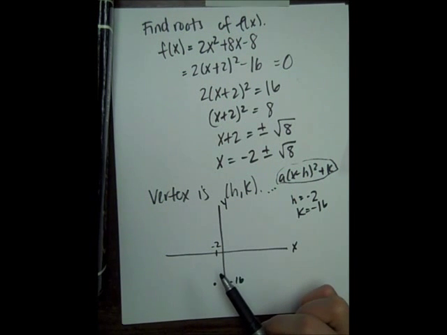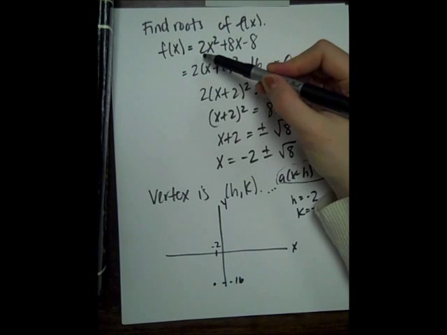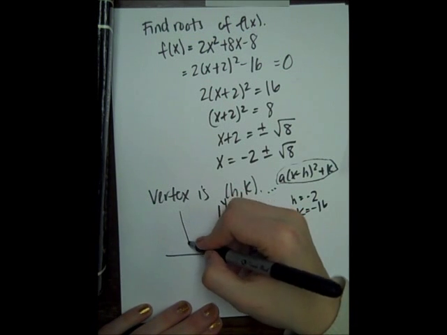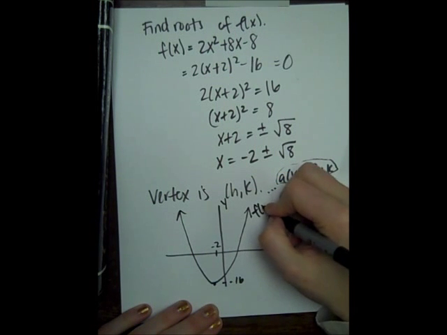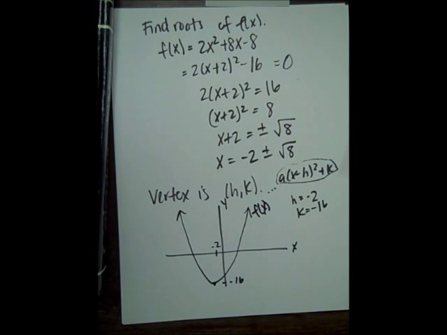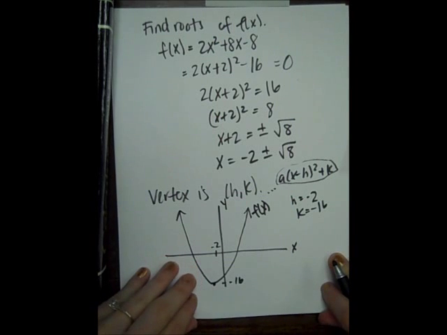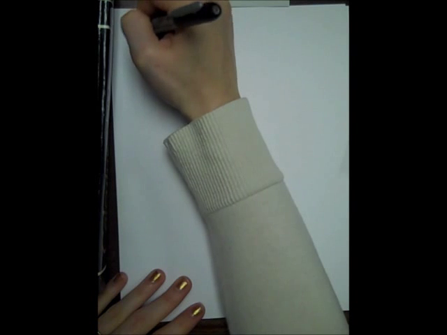Then, is my parabola opening up or down? Well, my a term is positive, so it's going to open up. So, I could sketch the graph like that by plotting the vertex and then saying that it is a parabola pointing upwards. So that's how you could use this new vertex form. Let's do one more example on completing the square.